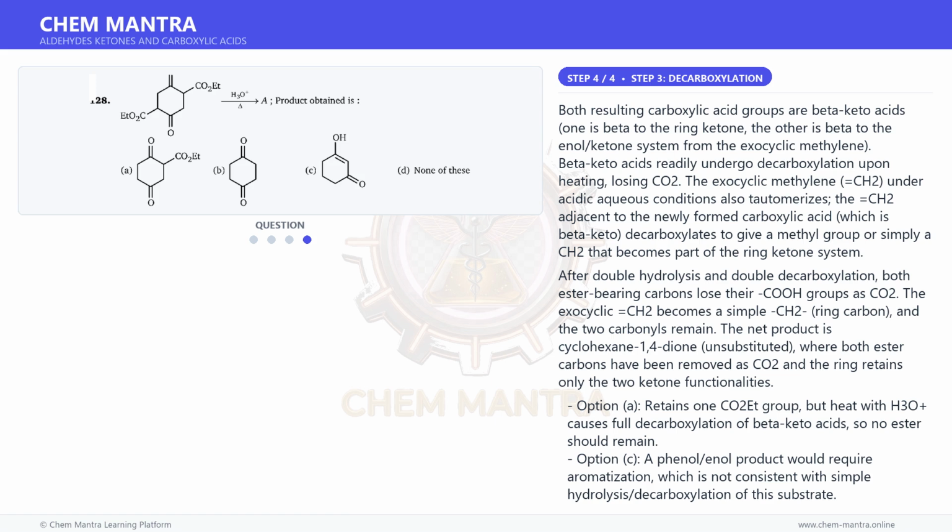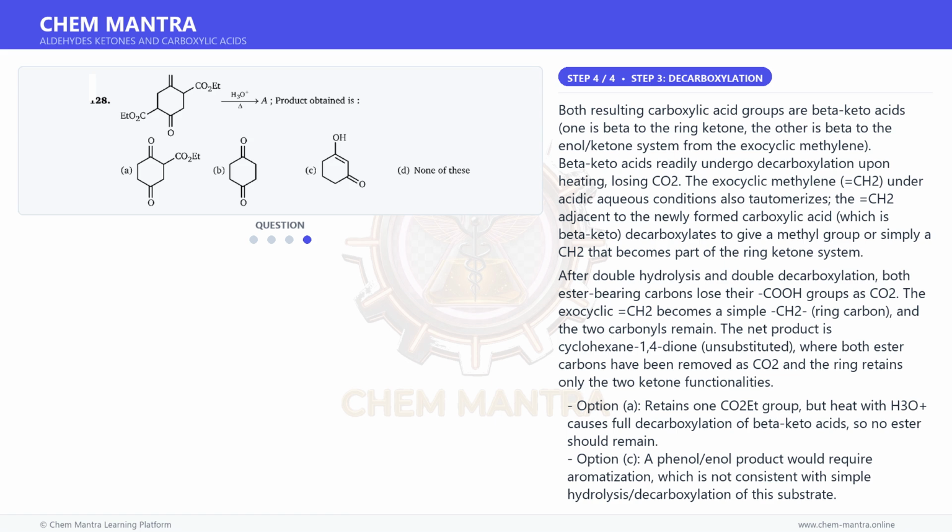The net product is cyclohexane-1,4-dione, unsubstituted, where both ester carbons have been removed as CO2 and the ring retains only the two ketone functionalities. Option A retains one CO2H group, but heat with H3O+ causes full decarboxylation of beta-keto acids, so no ester should remain.